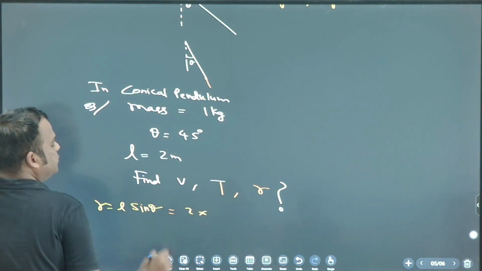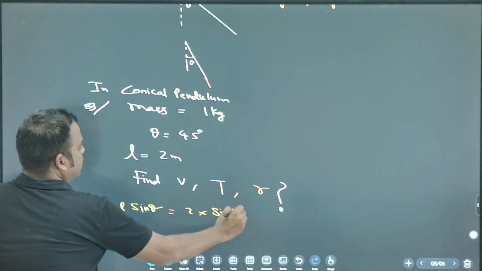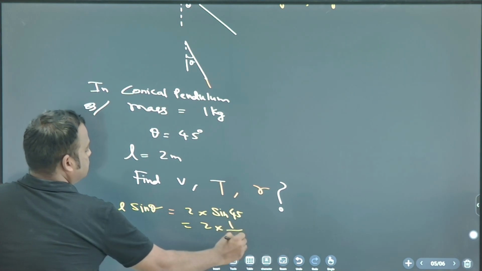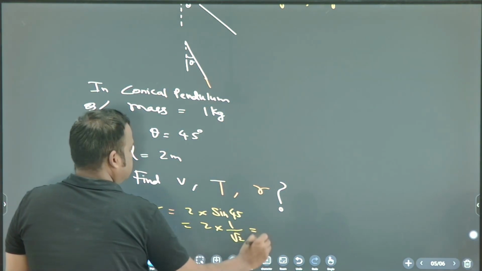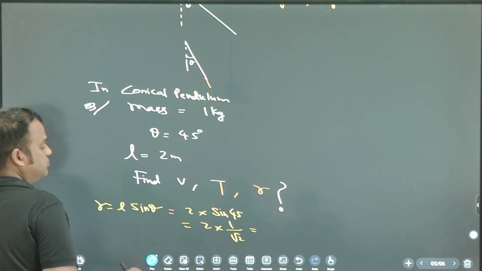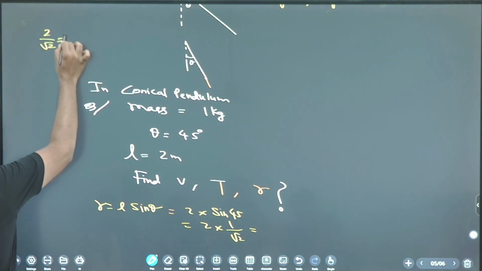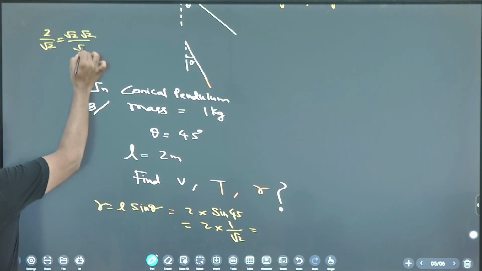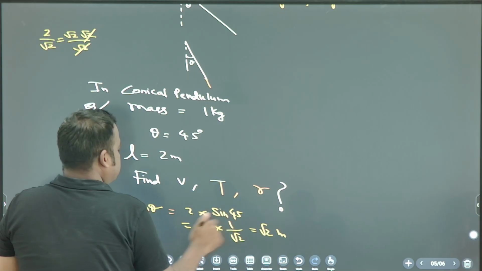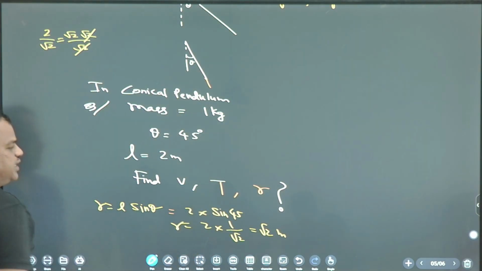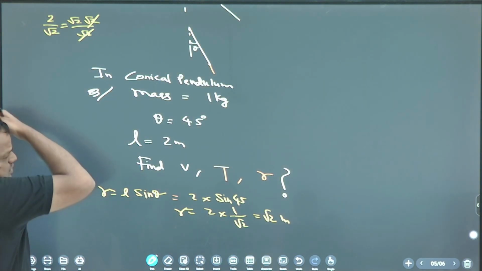So L is 2, sin 45. What is sin 45? 1 by root 2. So 2 by root 2 how much? Root 2, correct. 2 by root 2 means root 2 into root 2 by root 2, so root 2. Okay, radius you got. Radius is finished.